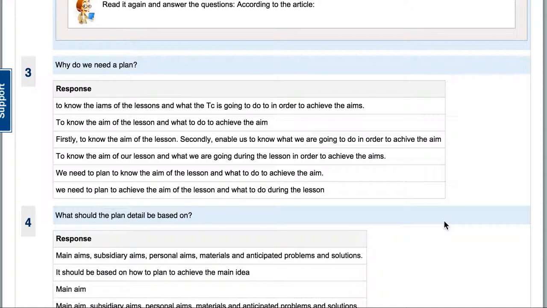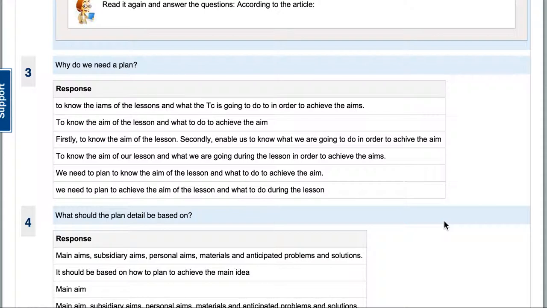So Module 11 really was about lesson planning, and this article says that you simply need to plan to know your aims and how to achieve them, which I have to agree with, but then again, everything that you've written there makes sense as well.